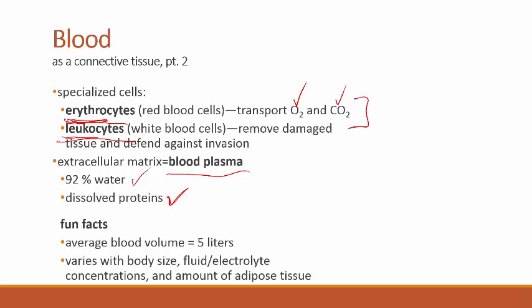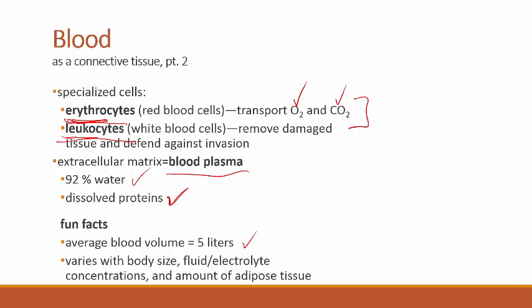And then I thought I'd kick in a couple of fun facts for you. The average blood volume of a human adult is about 5 liters, although that blood volume varies with body size, the electrolyte composition of the body fluids, of the blood especially, and the effect that having those extra salts or having fewer salts will have on fluid composition of the body.